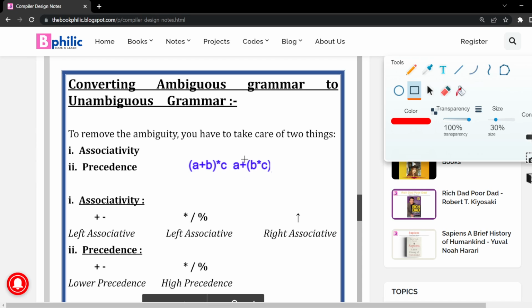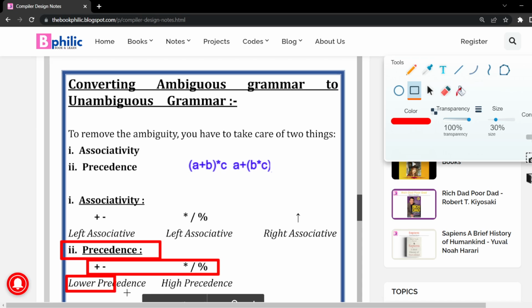There is a huge difference by the associativity. With this bracket, it means that this star will be solved first of all. In this one, the plus will get solved first of all. So you get confused. To get rid of this confusion, you have to take the option precedence. Whenever there is plus or minus or modulus, you have to check which one has the higher precedence. Here we can see that multiplication has higher precedence than plus.